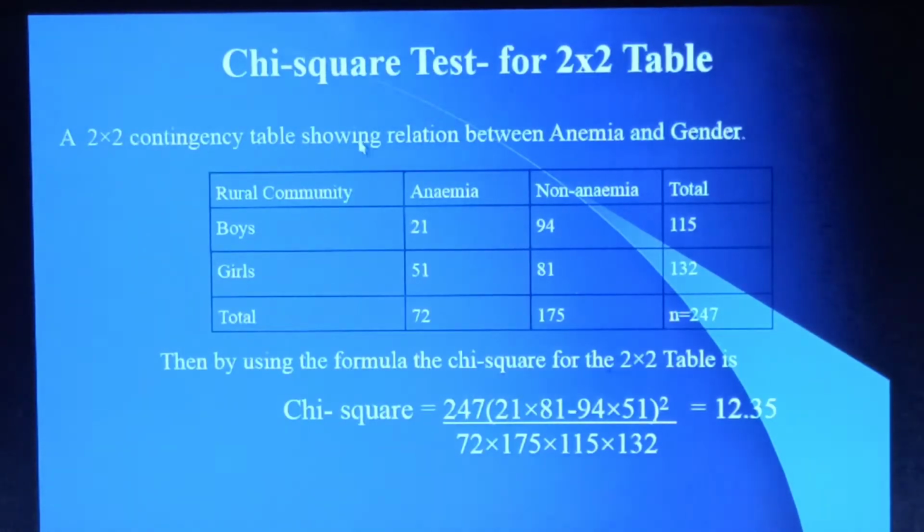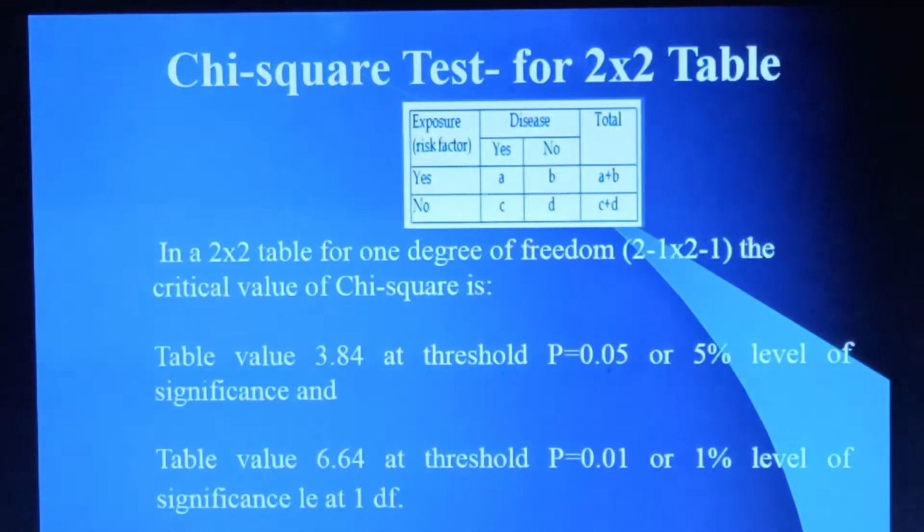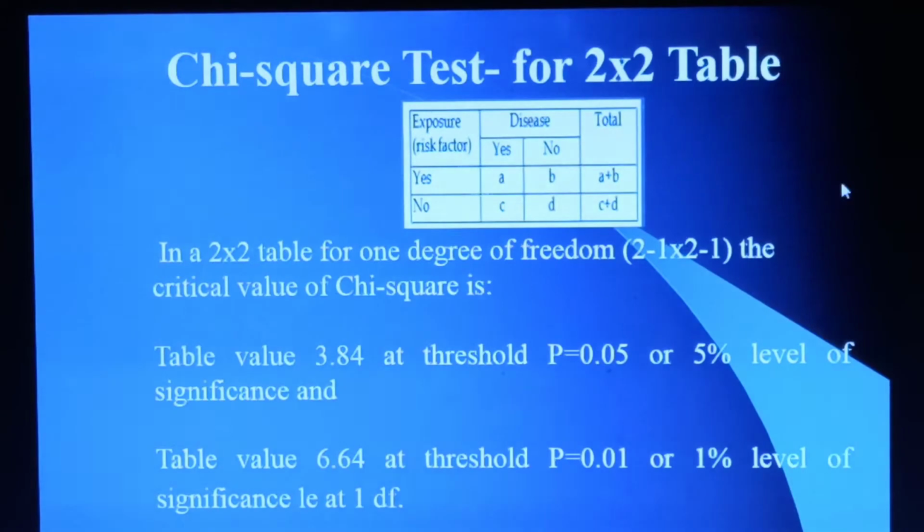So for the same problem, anemia versus gender, we can substitute these values in the chi-square formula. We get a calculated value of 12.35. This is the calculated value of chi-square for our data. Now, similarly, the way we had done earlier, comparison with 1.96 in the case of normal distribution, and a little higher value for t-test.